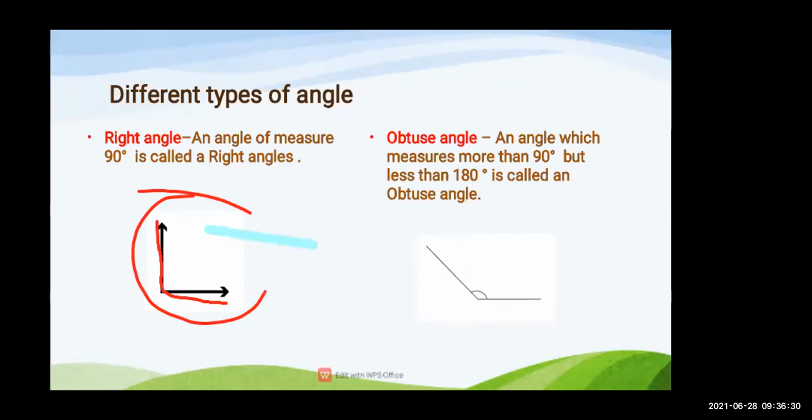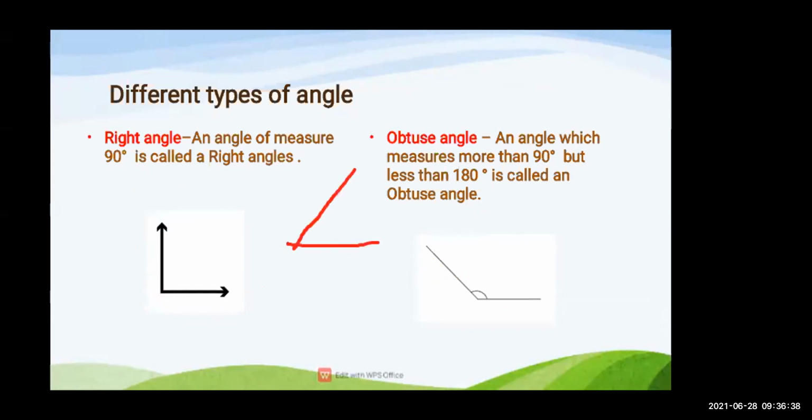Now, if I draw one line and this, it is which type of angle?